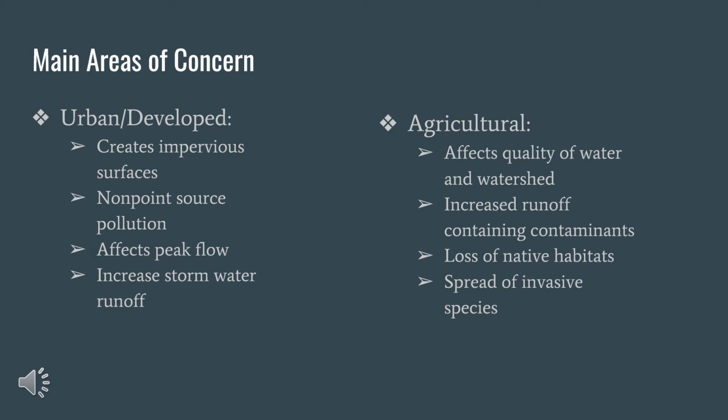When assessing the different land use categories, both the urbanized and agricultural types pose the greatest environmental threat. As population rises, an increased need for developments and food sources are made. This creates a domino effect of increased use of impervious surfaces, which contributes to non-point source pollution, and it can also affect the peak flow and stormwater runoff.